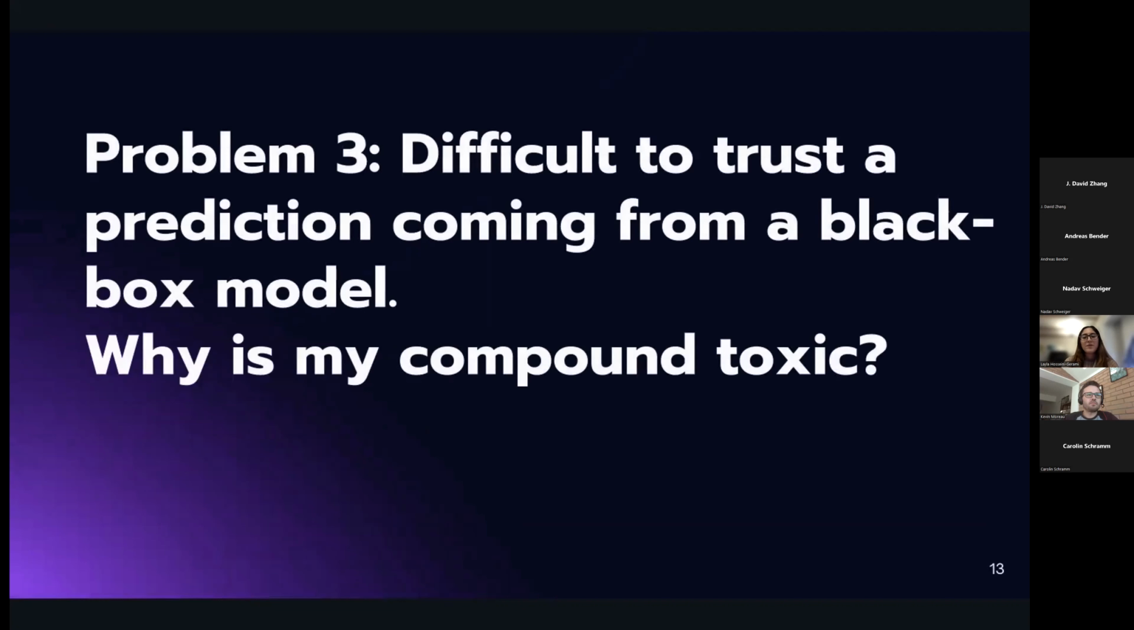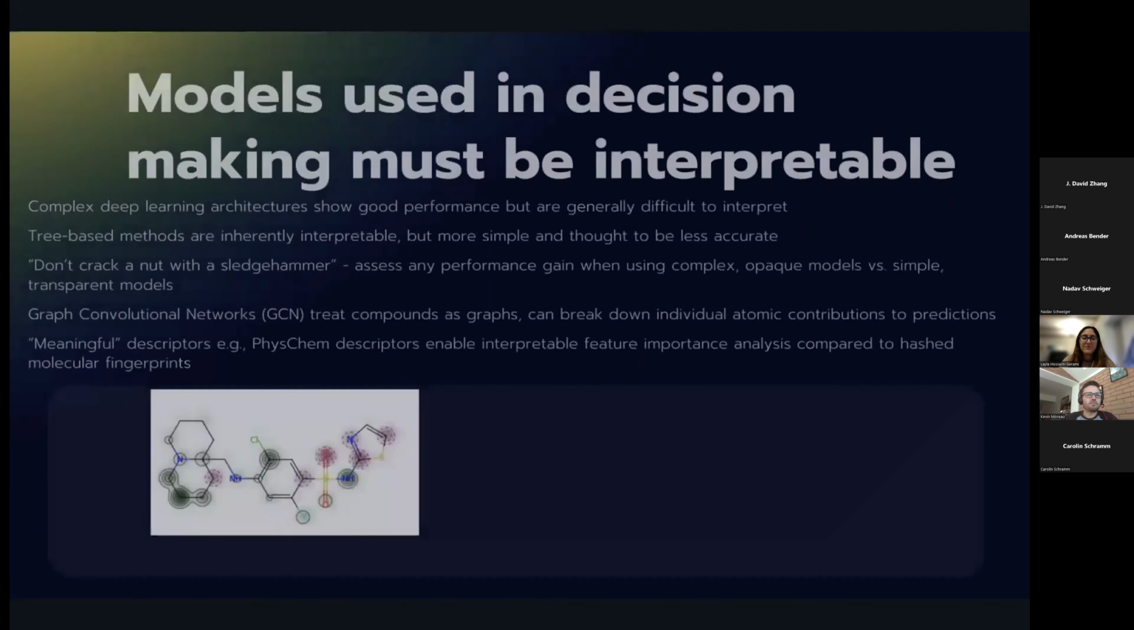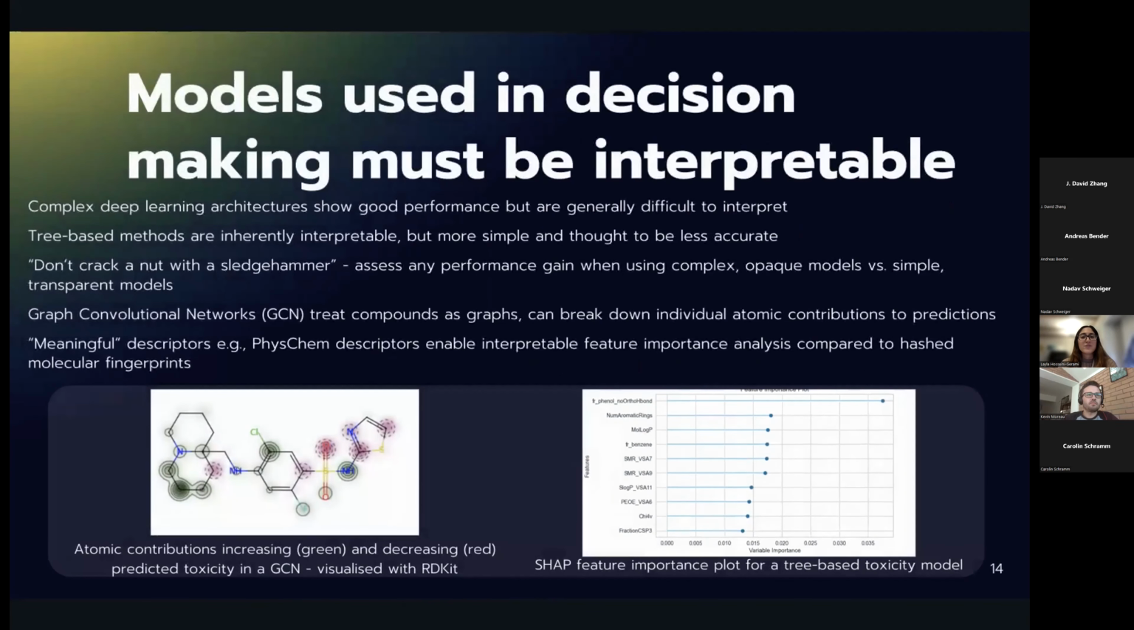So the third problem is that it's very difficult for chemists to trust a prediction that's coming from a black box model. With an experiment, they can see and touch the result, but with a machine learning model, they really want to know why their compound is toxic before they can trust what's coming out of it. So models which are used in the decision-making process have to be interpretable.